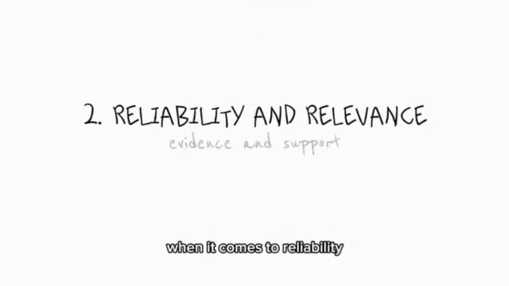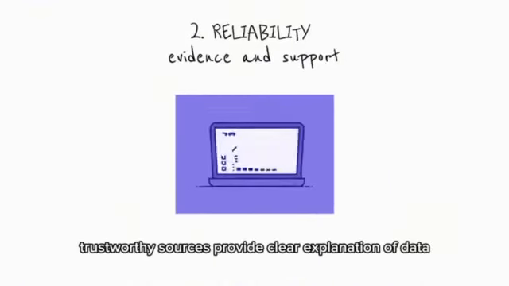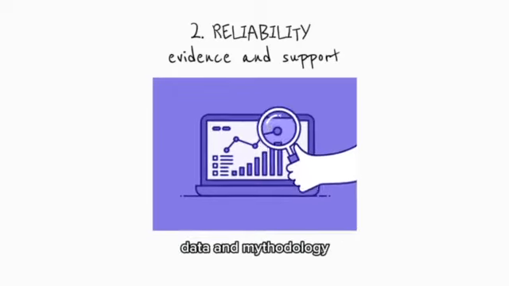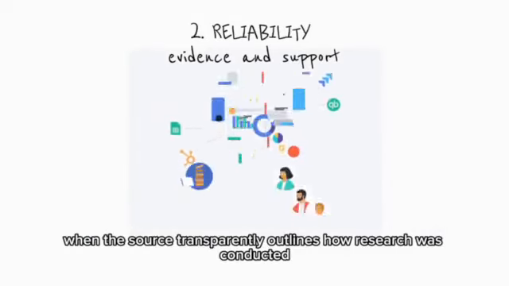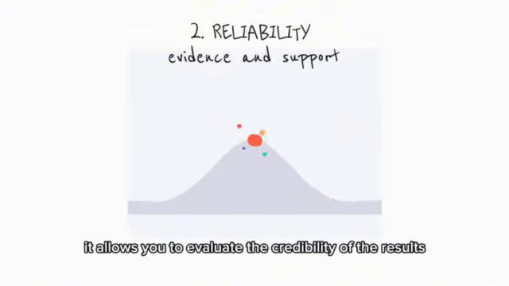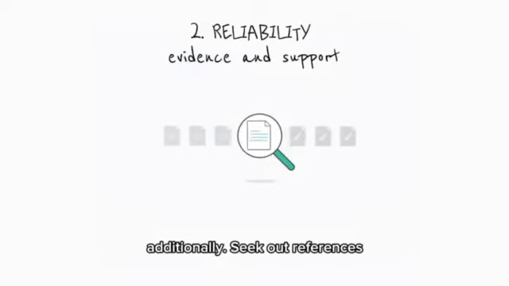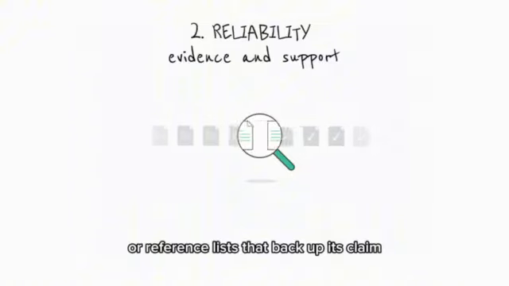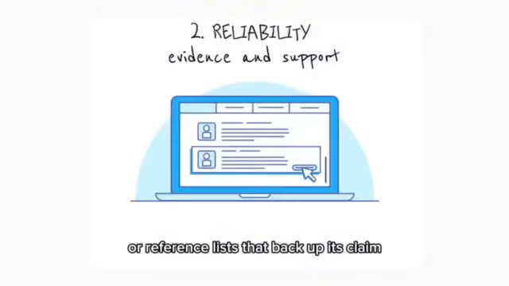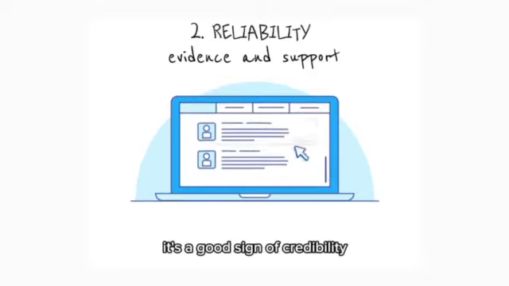Secondly, reliability and relevance. When it comes to reliability, first and foremost is evidence and support. Trustworthy sources provide clear explanations of their data and methodology. When a source transparently outlines how research was conducted and where data comes from, it allows you to evaluate the credibility of the results. Additionally, seek out references. A reliable source will have comprehensive bibliographies or reference lists that back up its claims. If a source cites authoritative works, it's a good sign of credibility.